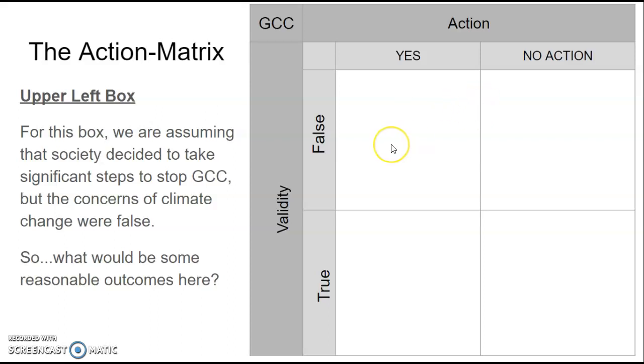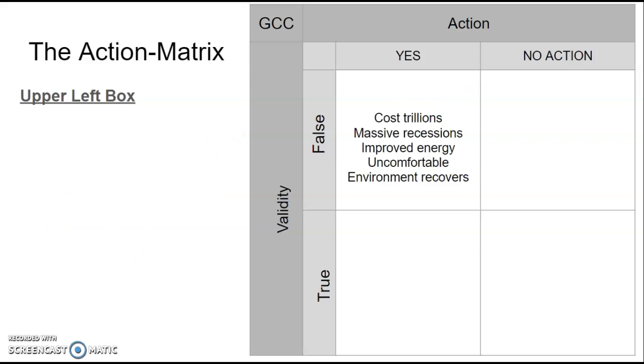But at the same time, we would end up with some better conditions. Our water quality, air quality, our energy sources would be better, etc. So I just put down these kind of concepts here. It would definitely be an uncomfortable change for most of humanity because we'd have to change so many things. But there are some positive things here. There's improved energy resources and the environment recovers, etc. Okay, so that's our first box.